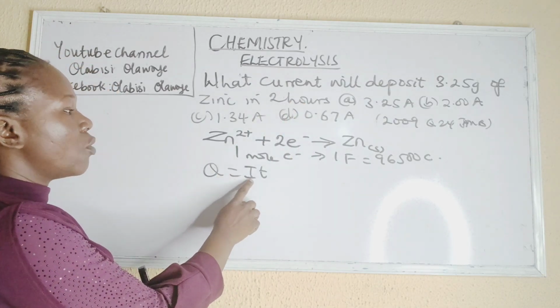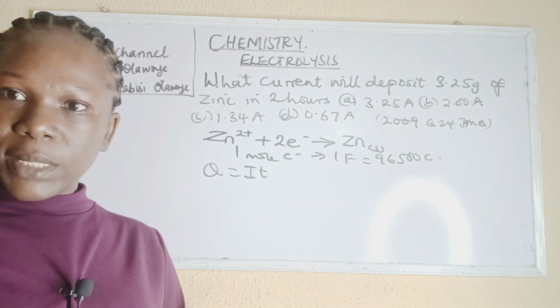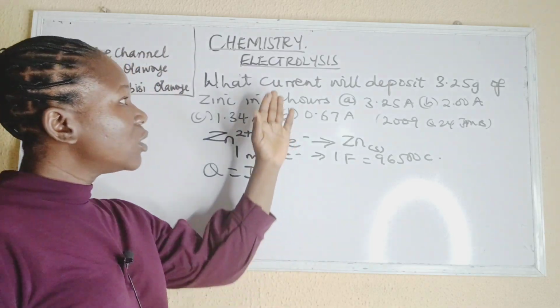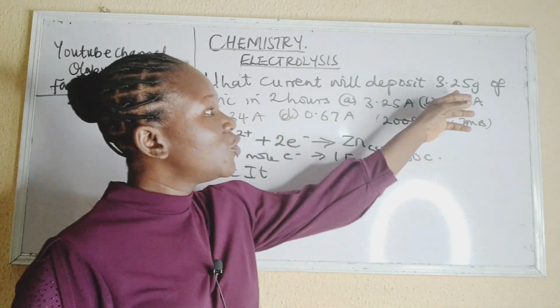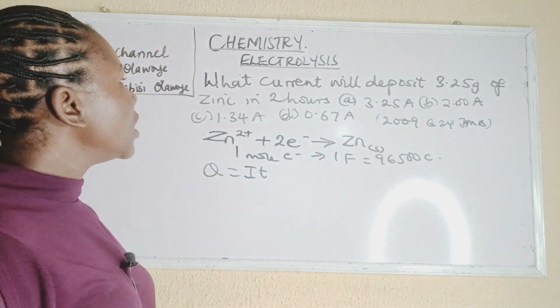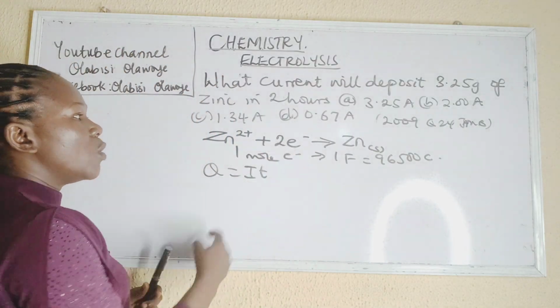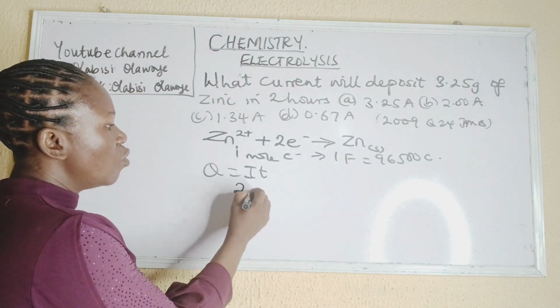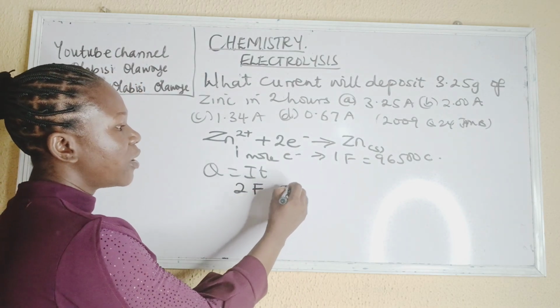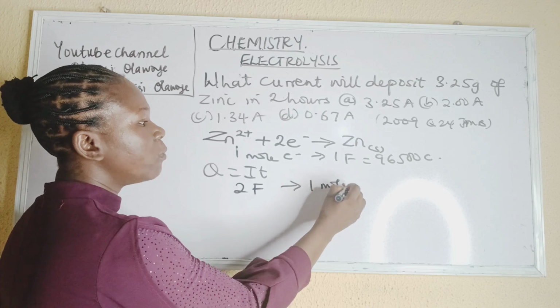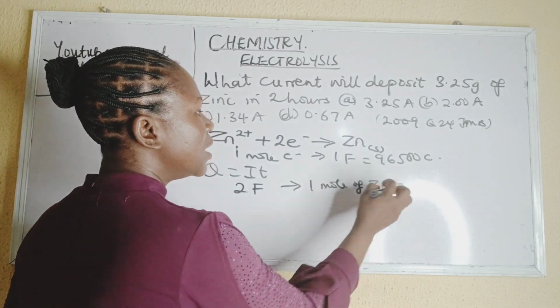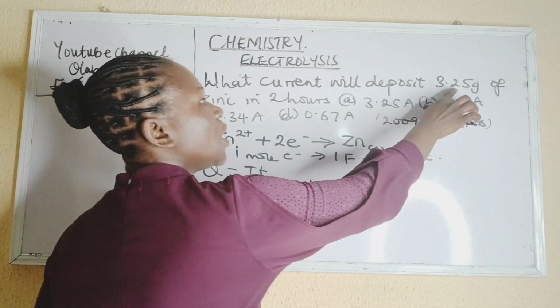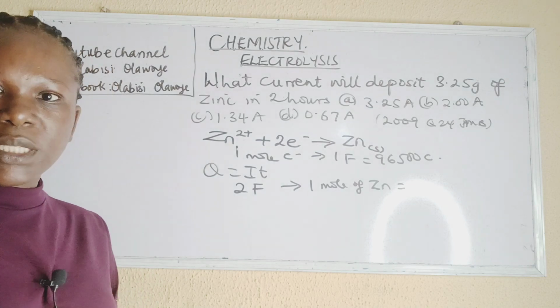We need to calculate current, but we don't know the quantity of electricity because nothing like that was given in the question. Only 3.25 grams, which is the mass of zinc, was given. So we go back to this equation. The first line says 2 moles of electrons, which is 2 Faradays, liberate 1 mole of zinc. And 1 mole of zinc, we need to convert to mass because we are talking about mass of zinc.